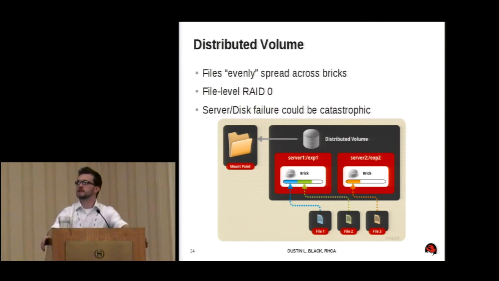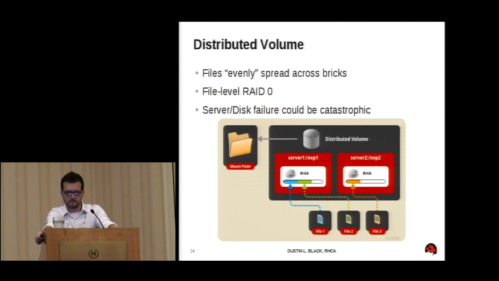So we'll get into the meat of this and look at the basics of what we can do with Gluster. And a distributed volume is the starting point. This is what Gluster does by default if you don't tell it to do anything else. So a distributed volume is Gluster spreading the files essentially evenly across the bricks that are available. You can think of this as file level RAID 0.